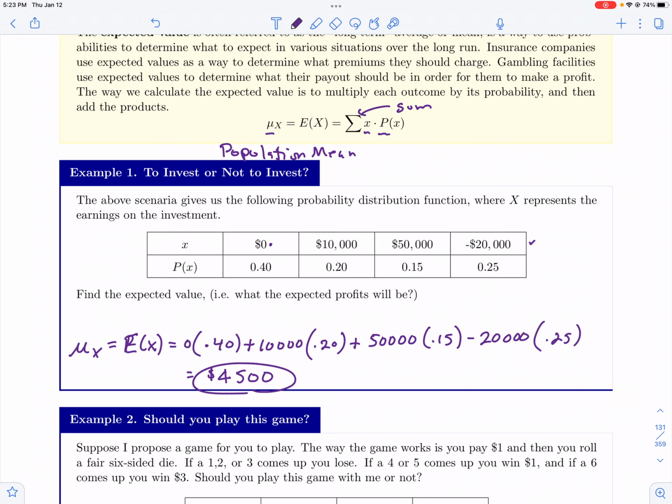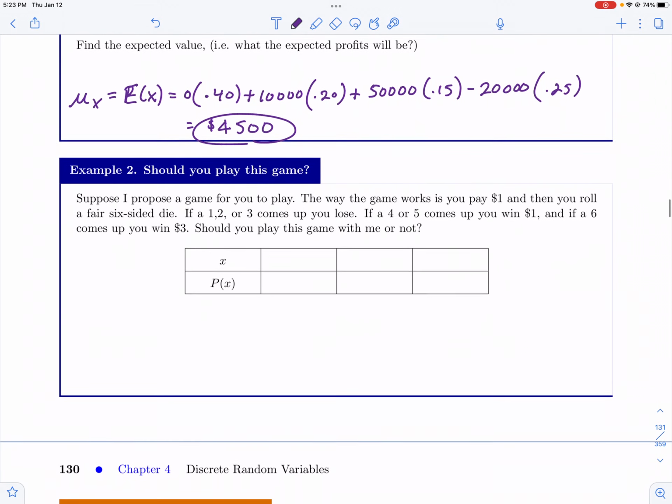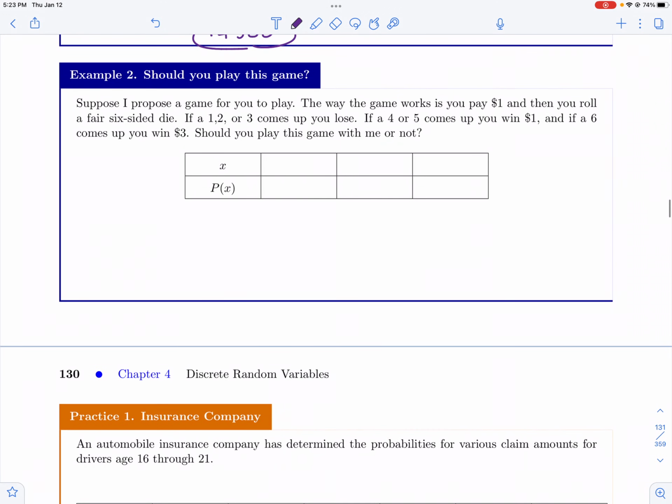Again, there could be some ups and downs where you'll make more here and there, but overall, between losses and gains, you'll still end up at a positive 4,500, which is probably worth investing in. All right, so let's take a look at example 2. Suppose we propose a certain game to play.